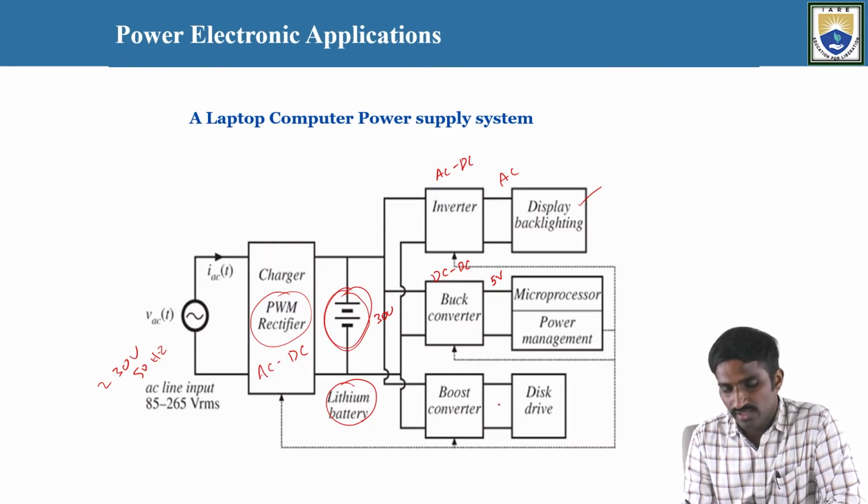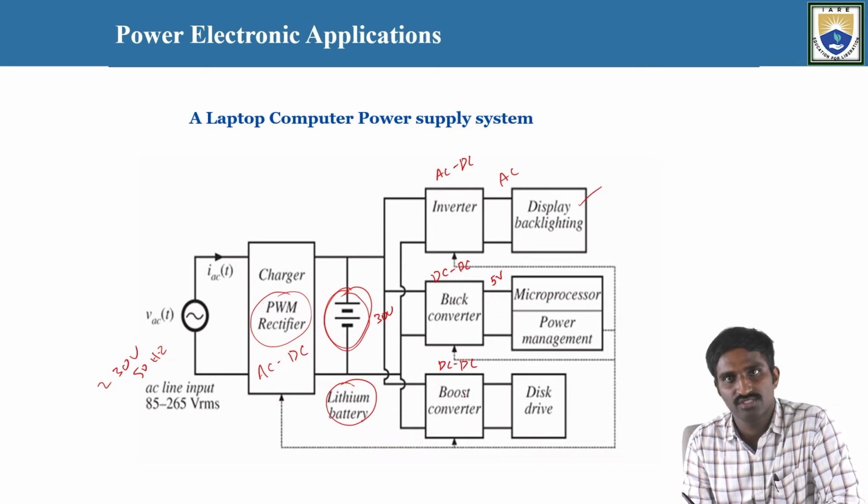Then the disk drive may need high voltage, but the voltage produced by this battery may not be sufficient. So in this case, we use the boost converter, which means it boosts the voltage. Again, this is a DC to DC converter, which means a chopper.